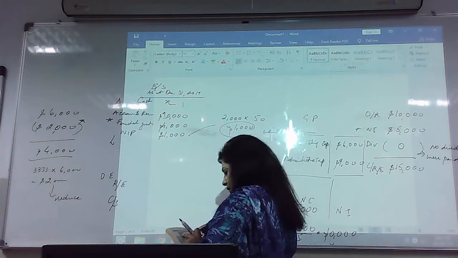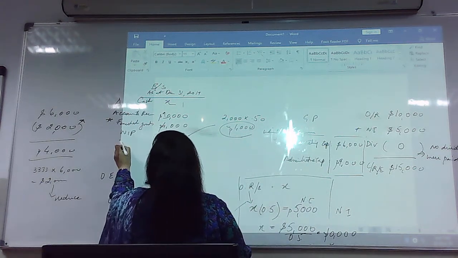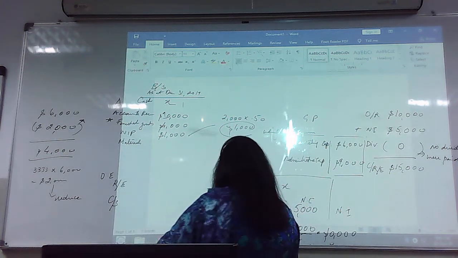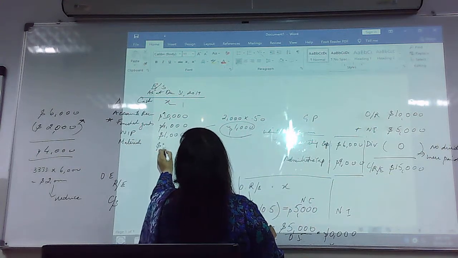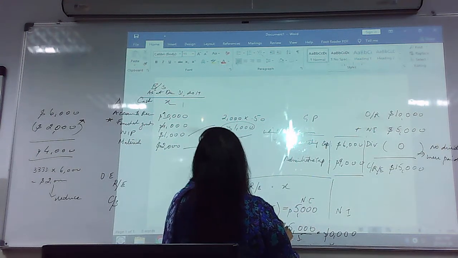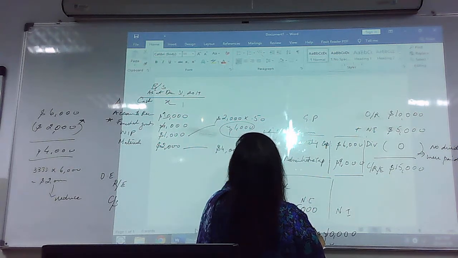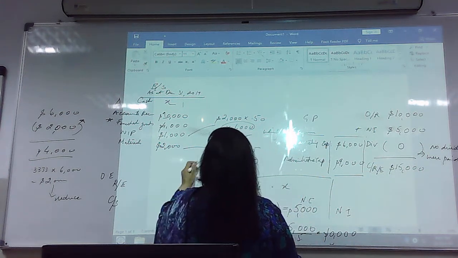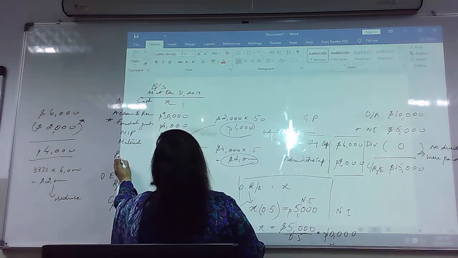Now what else do we have? We have materials of $4,000. Again we are going to be reducing it 50%, so instead of 4,000 it's going to be $2,000, which is 4,000 times 0.5, and it comes to $2,000. Now we have prepaid expenses.